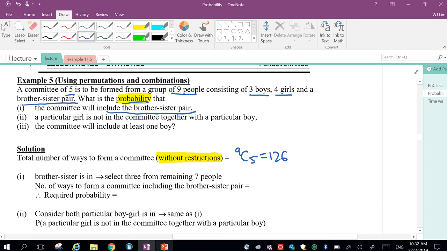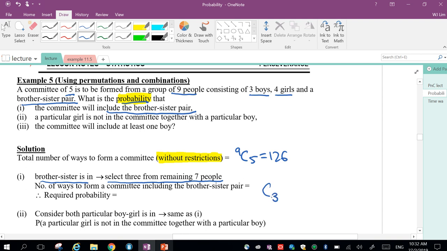Okay. So let's find our probability. Brother, sister is inside. Select 3 from the remaining 7 people. Why? Because I want 5 people. Brother, sister already inside. How many more you need? Wait, don't jump. So 5 people, brother, sister pair is inside. You need 3 more, right? Okay. So choose 3 more to form the committee.